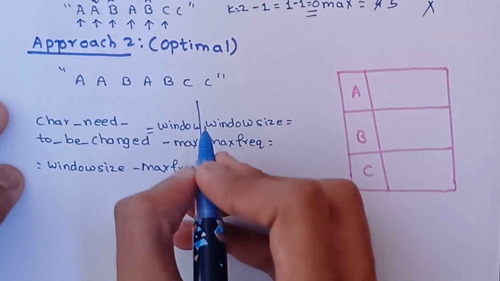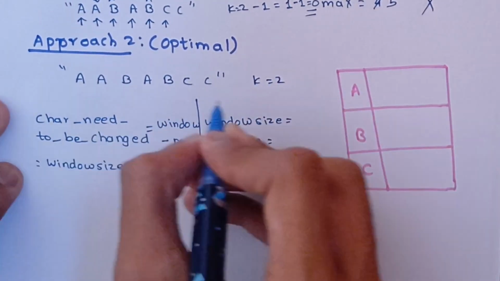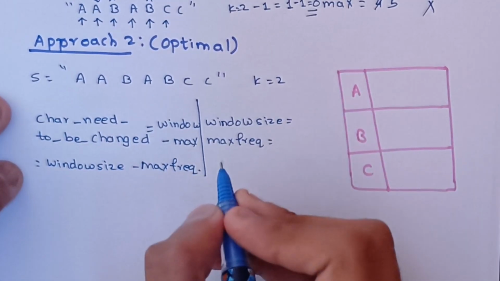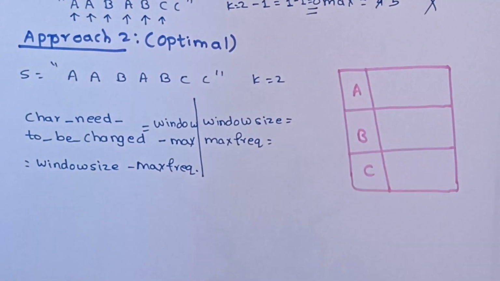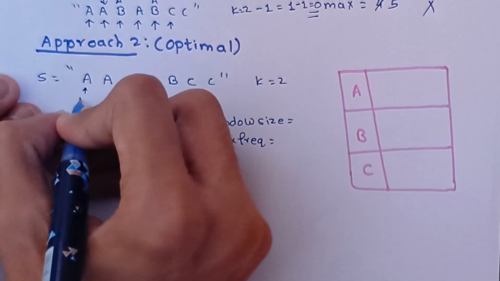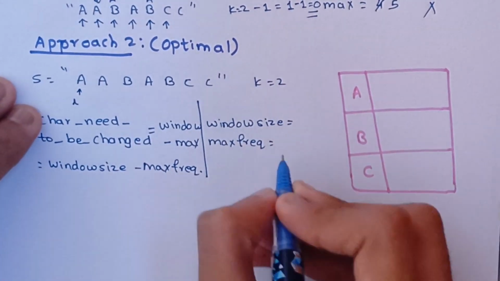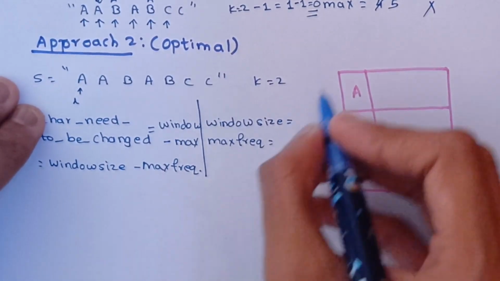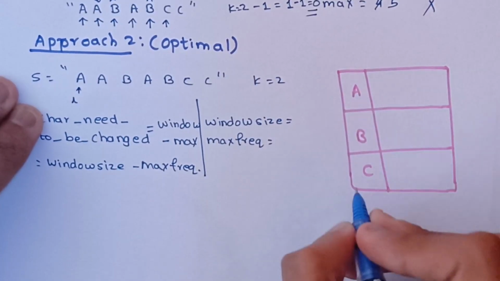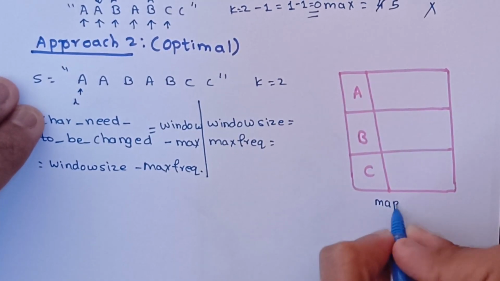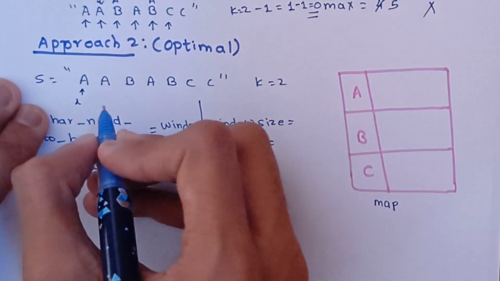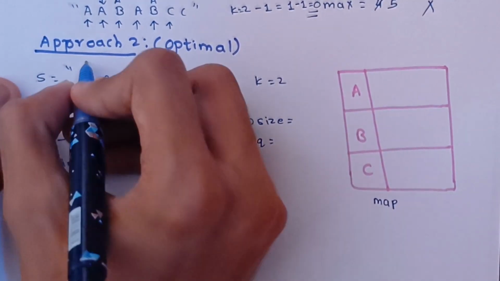This is the given string, with k equal to 2. We will take a left pointer L at 0. Then we will take a maximum frequency variable to store the frequency of the most common element, and we will create a hash map. We will use the hash map sliding window approach. This is the hash map, which I have named map. Initially these are all 0. Now we will take the right pointer and the left pointer. The left pointer is here and the right pointer is here.